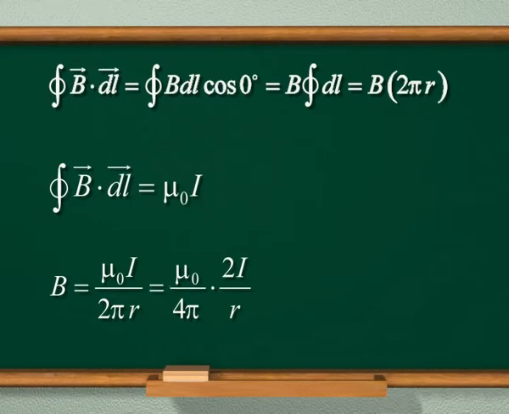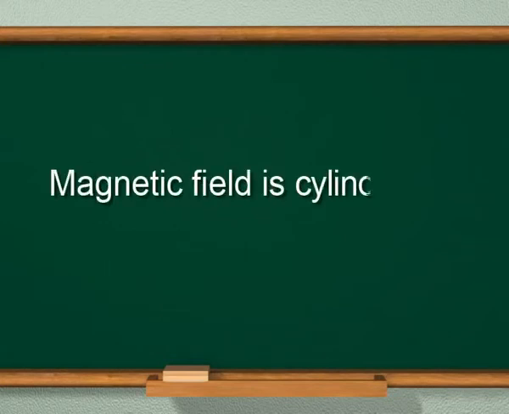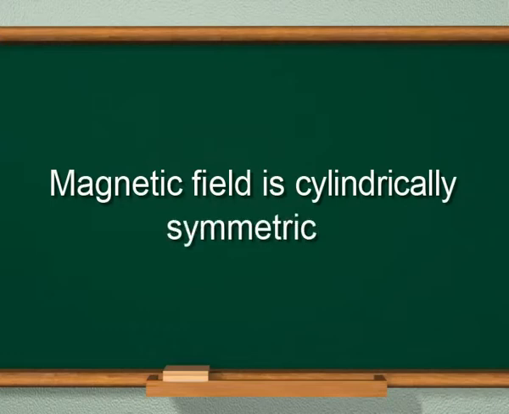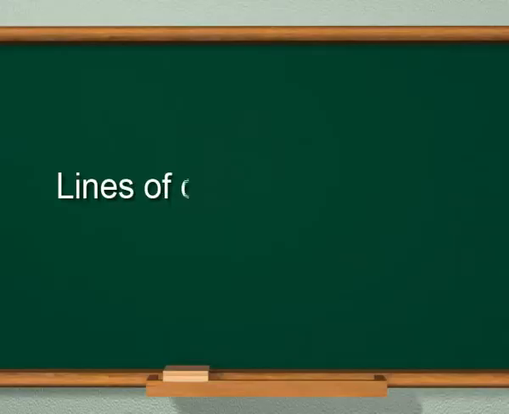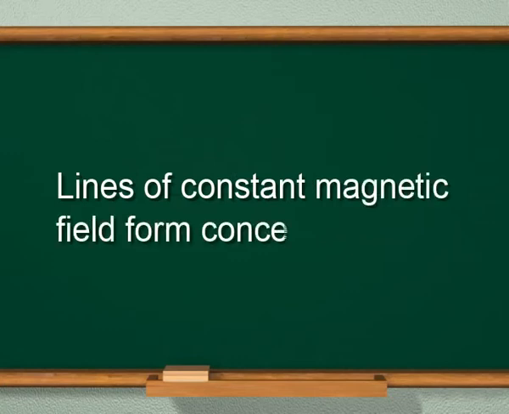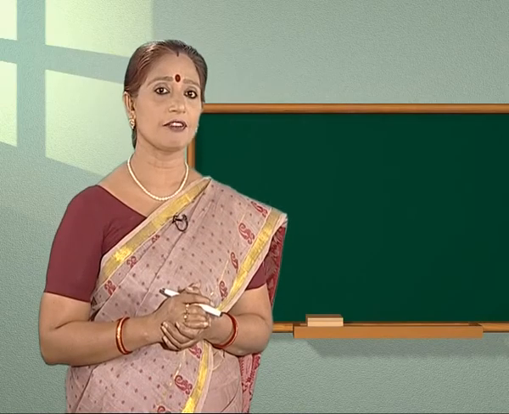This result for the infinite wire is interesting from several points of view. It implies that the field at every point on a circle of radius r with the wire along the axis is same in magnitude. In other words, the magnetic field is cylindrically symmetric. The field direction at any point on this circle is tangential to it. Thus, the lines of constant magnetic field form concentric circles. To verify this, let us see an activity.